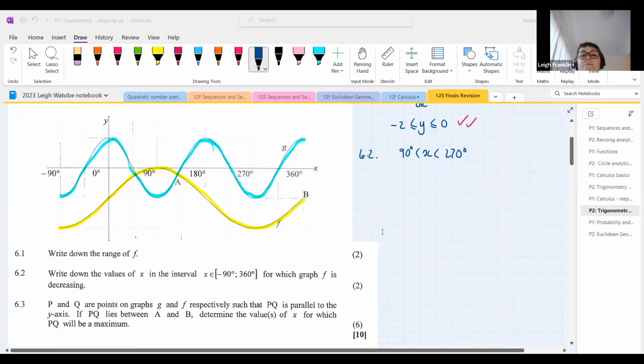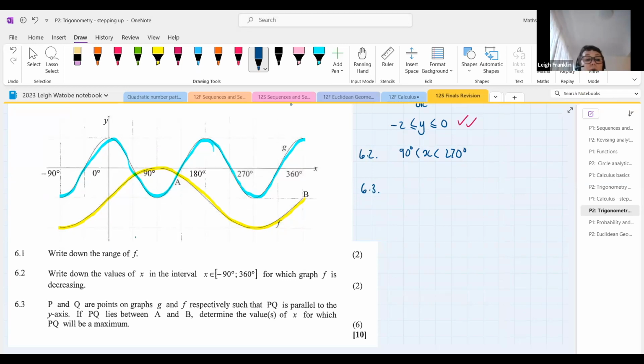Cool. All right. And now onto this monster question 6.3. The reason that we're actually doing all of this, they tell us that P and Q are points on graphs g and f respectively, such that PQ is parallel to the y-axis. If PQ lies between A and B, determine the values of x for which PQ will be a maximum.